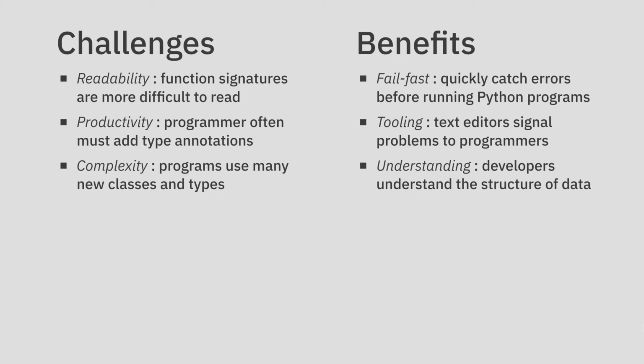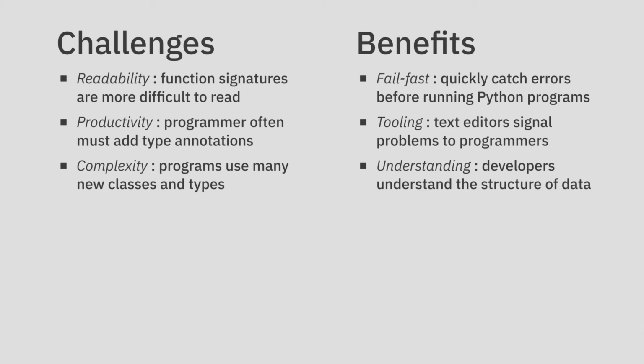Let's address the challenges associated with regularly applying type annotations to the functions in a Python program. The first challenge is readability. This means that function signatures could be more difficult to read because they contain type information. The second challenge is productivity. This is because programmers often must add type annotations to their code, and this takes additional time. The third challenge is complexity. This arises because programs will now use many additional types and classes when annotations exist inside of them.